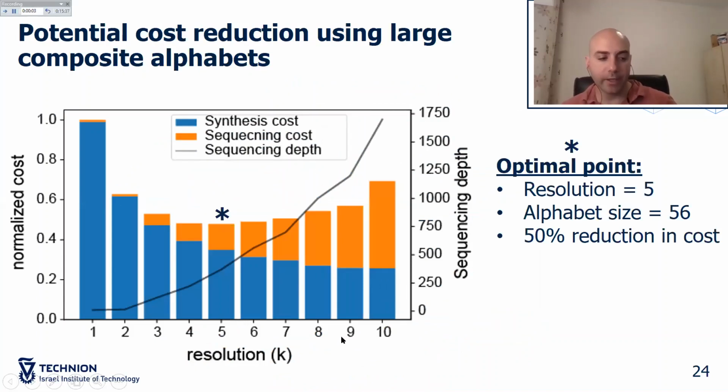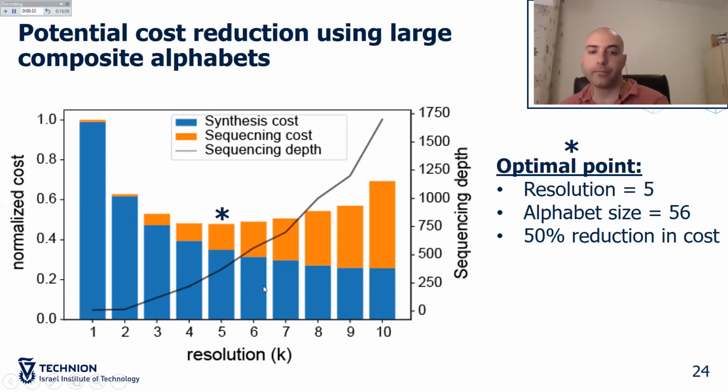We wanted to test the potential of the cost reduction that can be achieved using this method. We performed a cost analysis in which we analyzed the synthesis cost and the sequencing cost of the composite system using different resolutions. You can see that as you increase the resolution, the alphabet increases, and therefore the synthesis cost reduces.